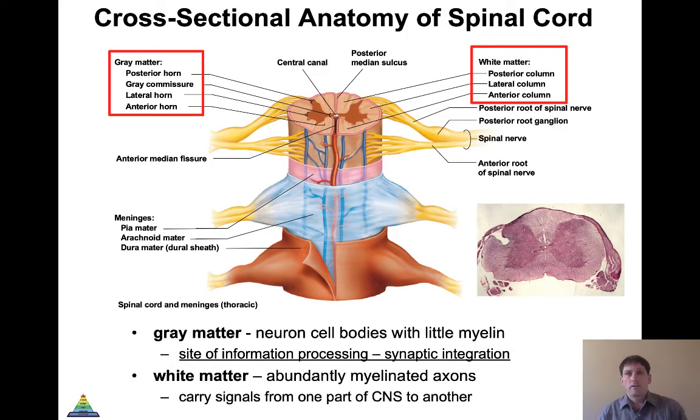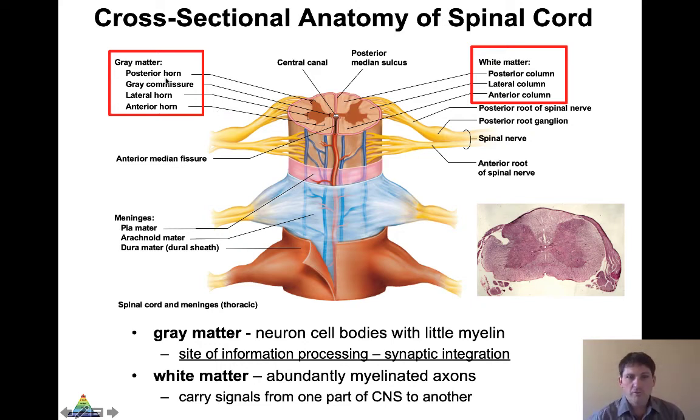Now, looking a little bit closer at our spinal cord, we see our gray matter and we see our white matter. And that white matter, remember, is those myelinated axons, and the gray matter tends to be unmyelinated axons, or cell bodies and dendrites. So if we look at our gray matter, we can see that it forms this little H, or this little butterfly shape right here in the center of our spinal cord. And the white matter is outside and surrounding the outside of that gray matter.